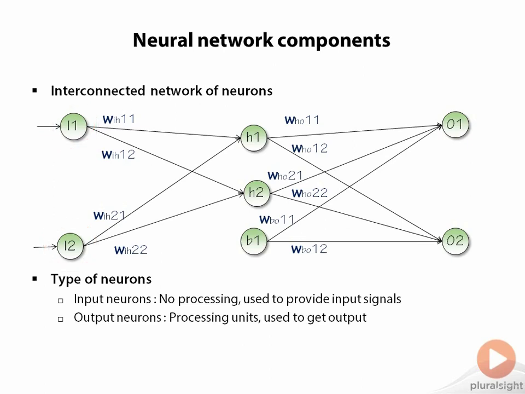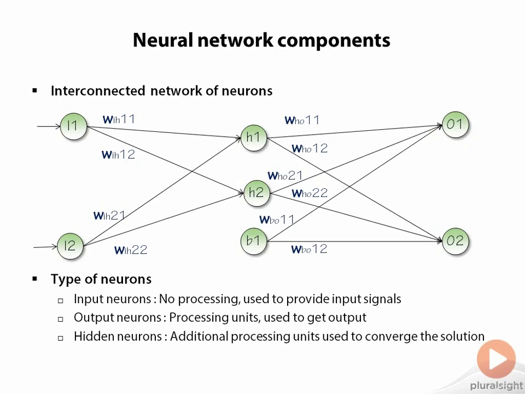The next type of neuron is the output neuron. In this neural network, O1 and O2 represent the output neurons. Because these neurons will provide the final output of the neural network, there are processing units inside these neurons. Meaning there will be summation as well as an activation function inside these neurons.